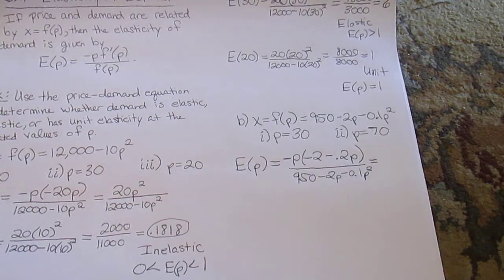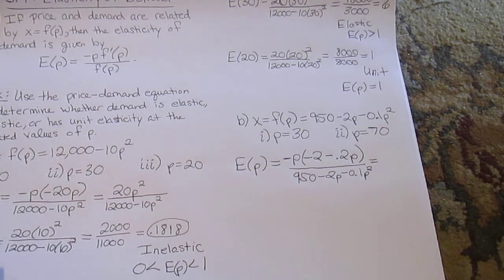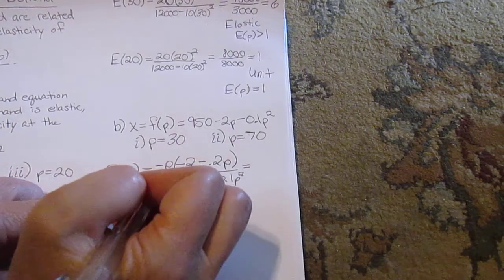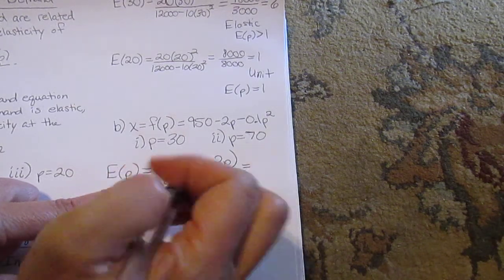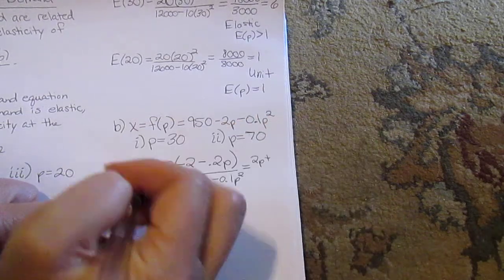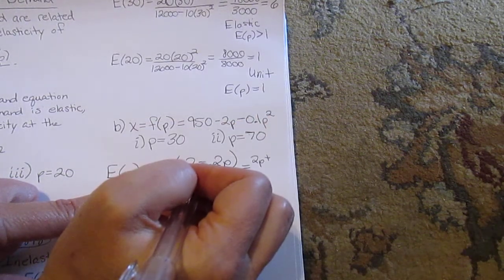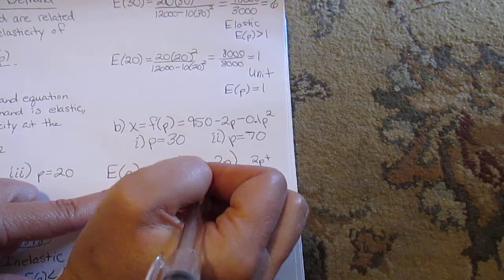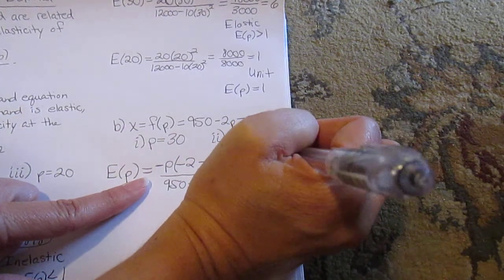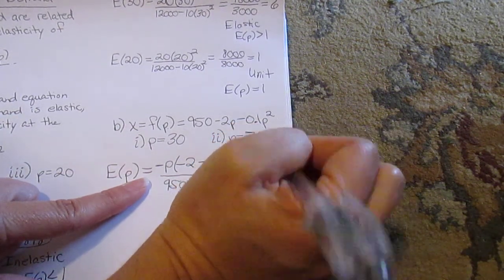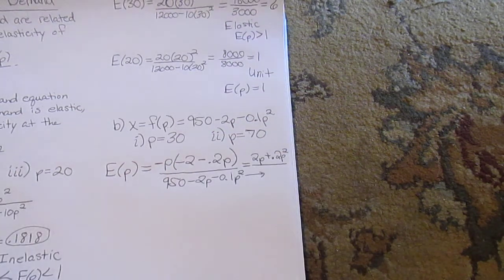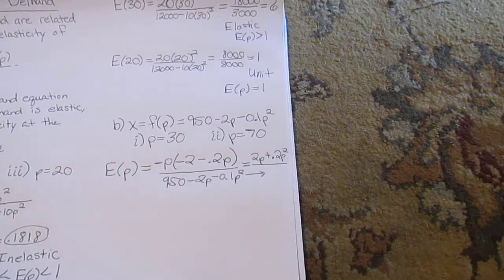Okay, and again, you can leave it like that, or you can simplify it so that it's a little easier to plug things in. I'm going to go ahead and distribute. So negative p times negative 2 is a positive 2p. And a negative times a negative again will give me a positive, so I put a plus 0.2p squared. All over the original. And I might just point at it so that we don't have to rewrite it.